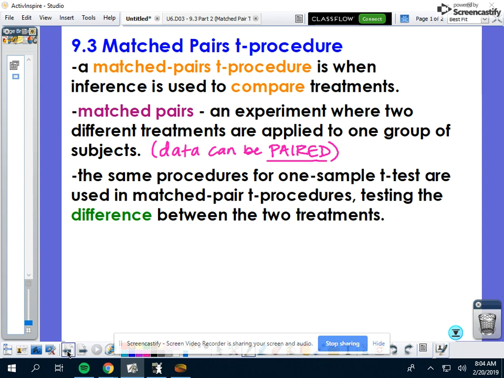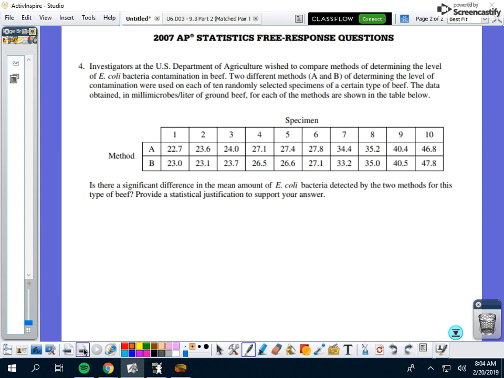And so we do everything that we did from chapter 9 for one sample procedures, but it's just for the difference between the two treatments instead of for one group at all. So it's really all the same stuff. So I'm going to show you what I mean with this first example.